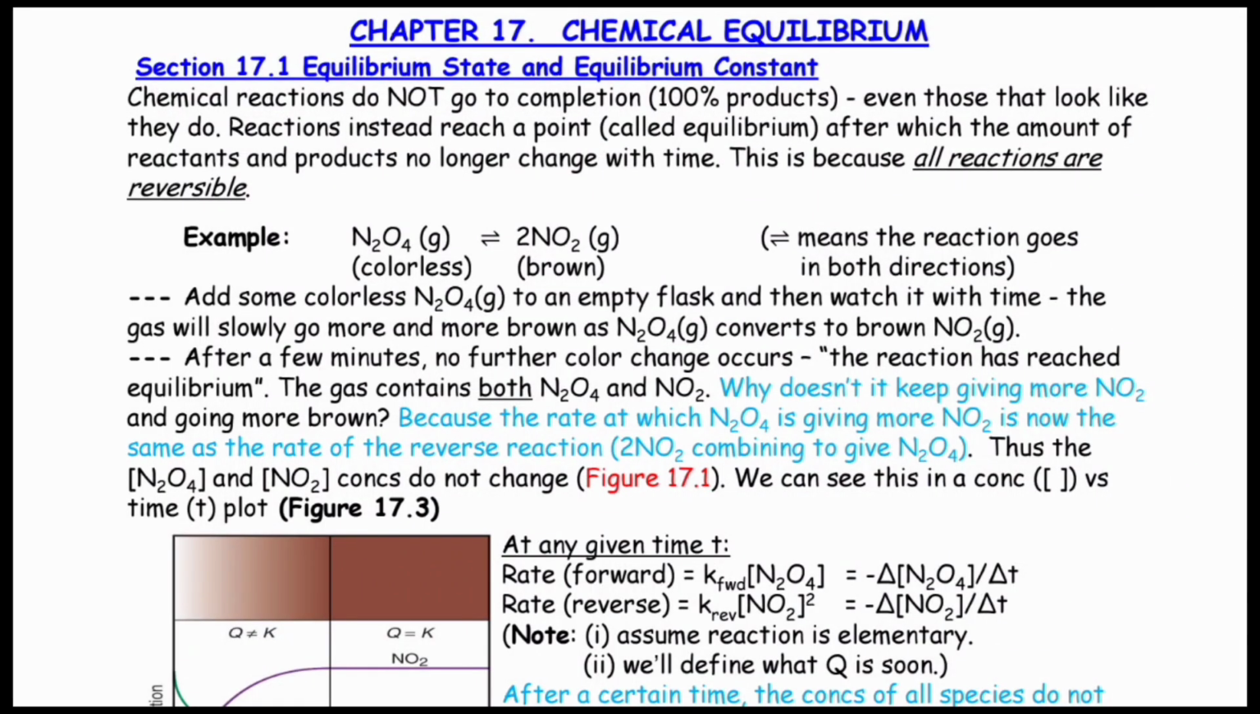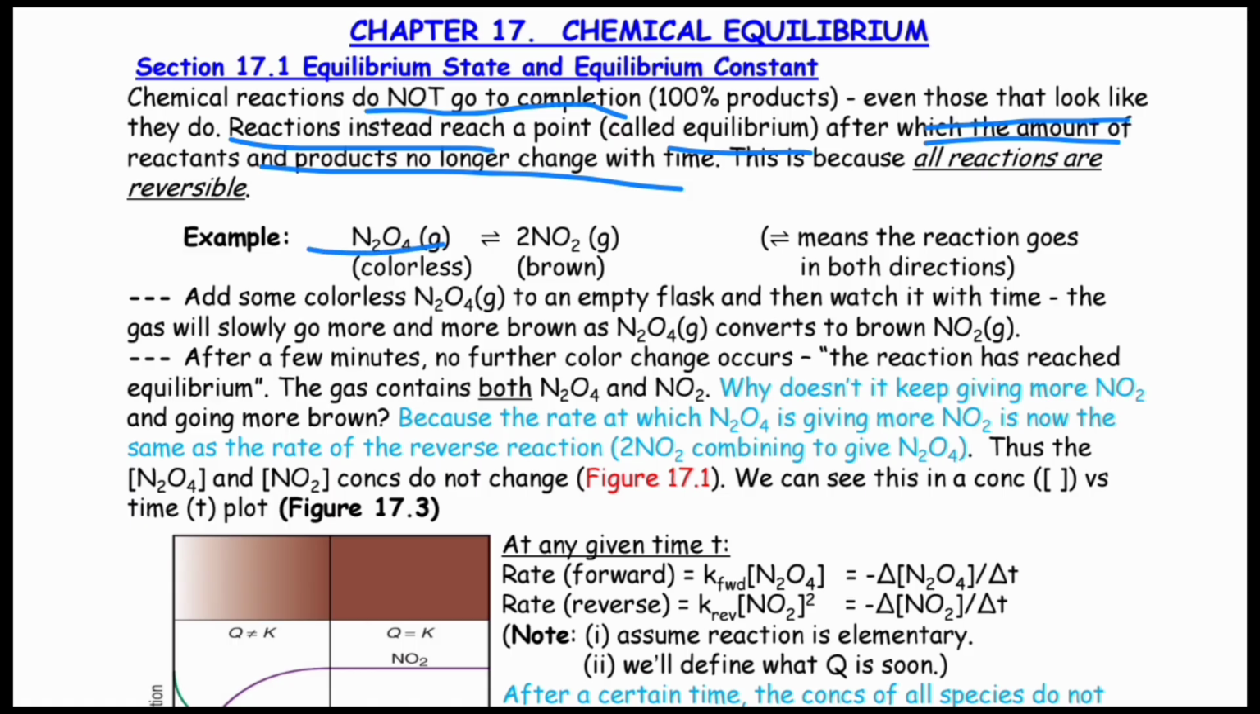So today we are seeing chemical equilibrium. Chemical reactions don't go to completion, 100% products. Even those that look like they do, reactions reach a point called equilibrium. These are reversible reactions, after which the amount of reactants and products no longer change with time. This is because all the reactions are reversible.